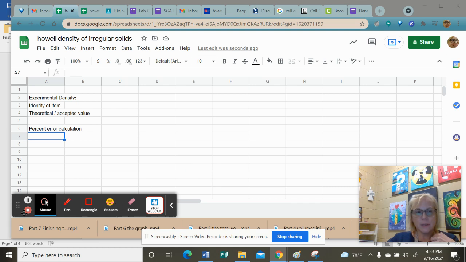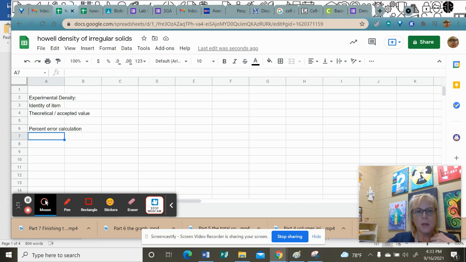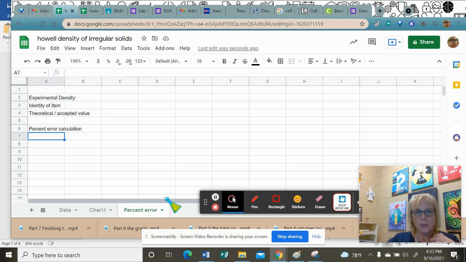What I want to do next is my percent error calculation. So I want to add a new sheet. I'm going to click on the plus here, and it's going to give me a new sheet. Then I double clicked on that, and I called it percent error. Then I came up here and I typed in the words experimental density, identity of item, theoretical and accepted value, and the percent error calculation.